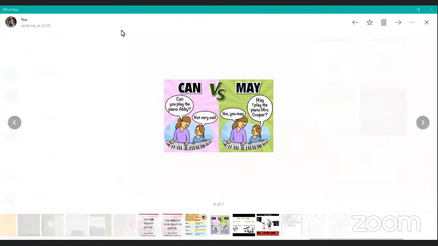Now, today's lesson is on modal verbs, and I have selected 2 modal verbs for your lesson, according to the competencies that you have to do for the second term. Today I thought of doing the lesson on the selected 2 modals, can and may.